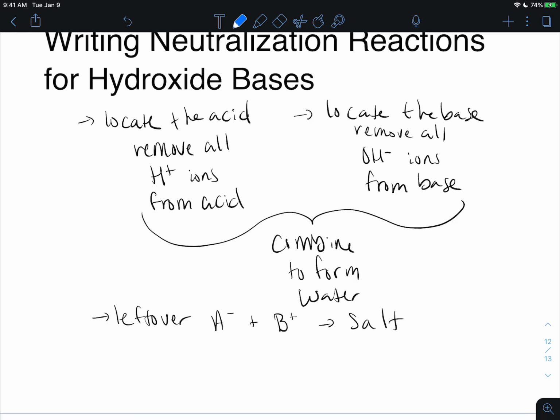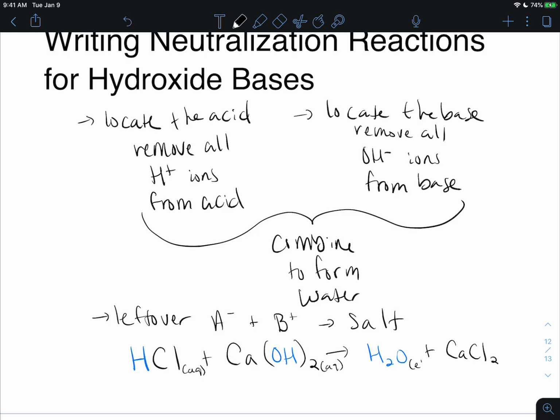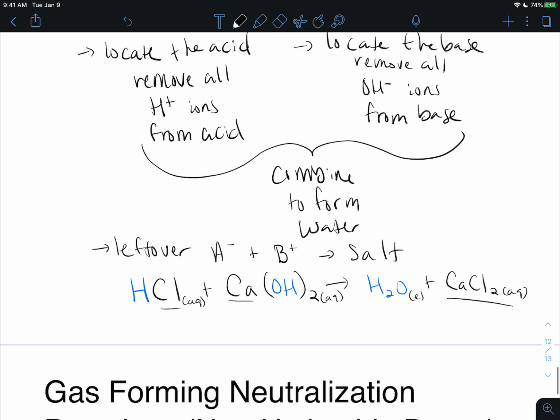For instance, if we have HCl plus CaOH, we will form water and calcium chloride. So everything that's left over will form our salt, and then our hydrogen and hydroxide will combine. Last thing we need to do, balance it out.